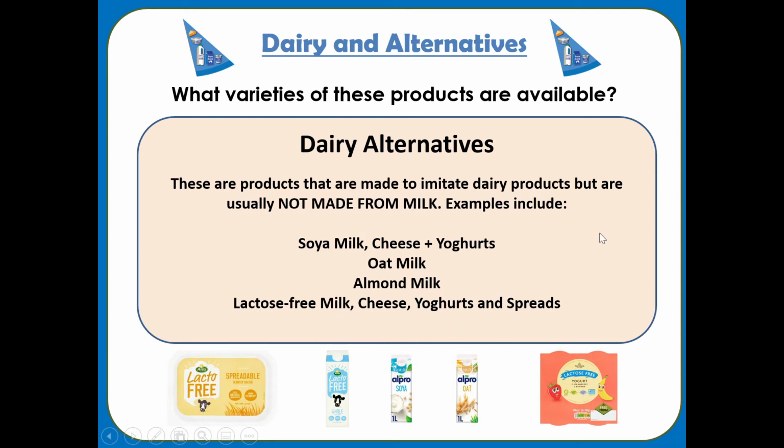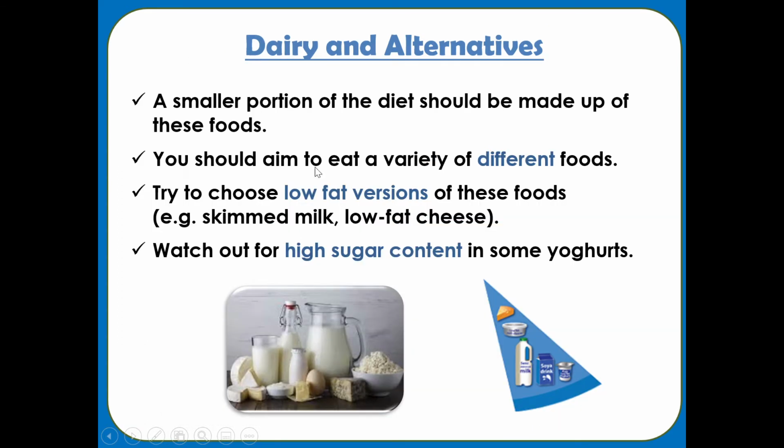So dairy is directly made from milk, nothing special about it. Dairy alternatives are either not made from milk, so soya, oat, almond, whatever it is, or we've got the versions of these lactose-free milks. In terms of what we need, a smaller portion again, so look at the size of the triangle compared to, for example, your fruit and vegetables, it's quite small. So a smaller portion of the diet should be made up of these foods. As before, guys, have a different variety of foods, don't just rely on your cheese or your milk.